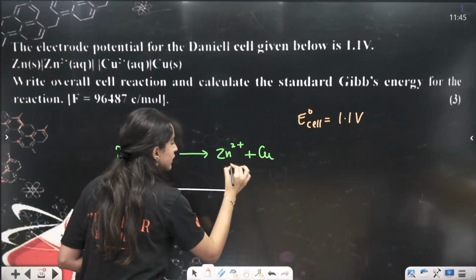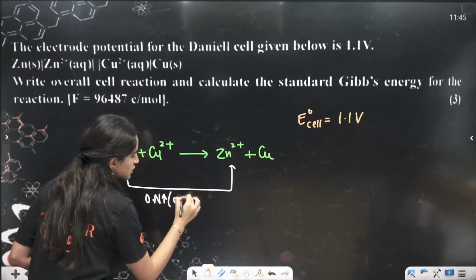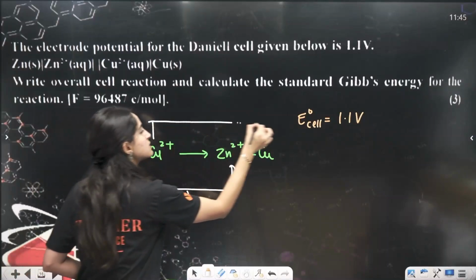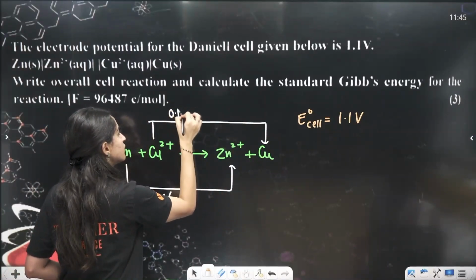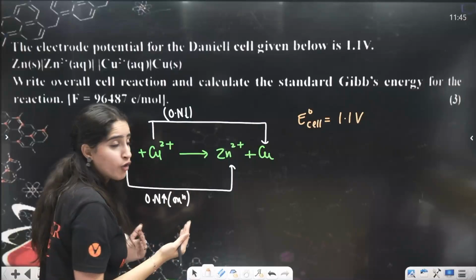In Zn to Zn2 positive, there is an increase in oxidation number, that means oxidation is happening. Here there is a decrease in oxidation number, right? That means it is plus 2 to 0, right? There is a decrement of the number.